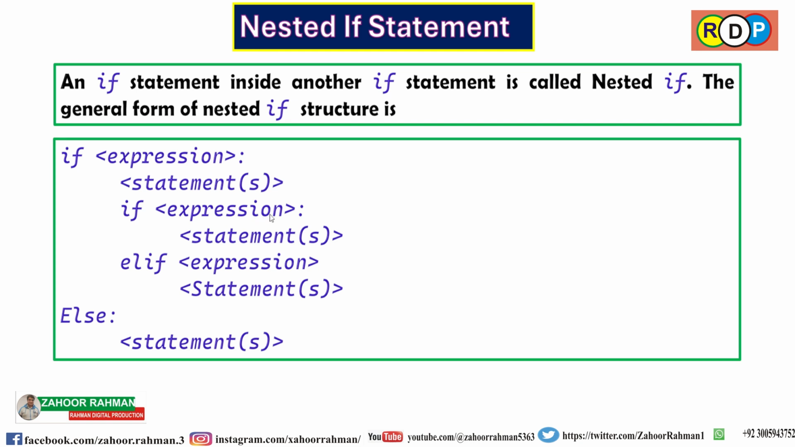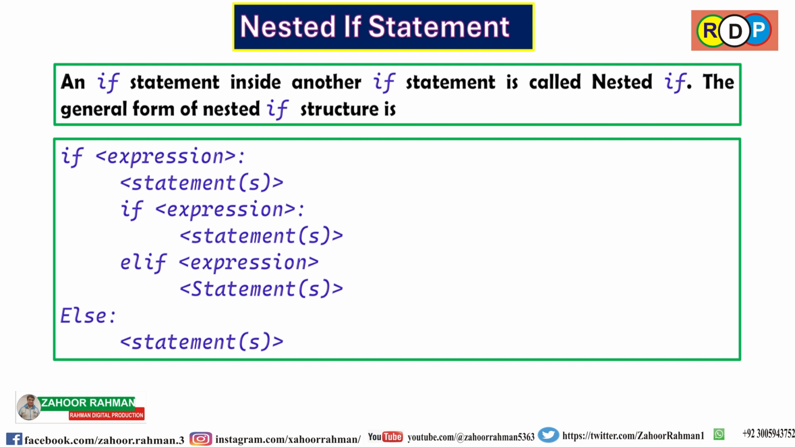If this condition is true, then this statement or a group of statements will be executed. If this condition is false, then it will go to the elif statement and the condition will be tested. And similarly, we are going to study this. If this condition is true, then this group of statements will be executed. If at the first try this expression is giving us false, then directly it will come to this statement.